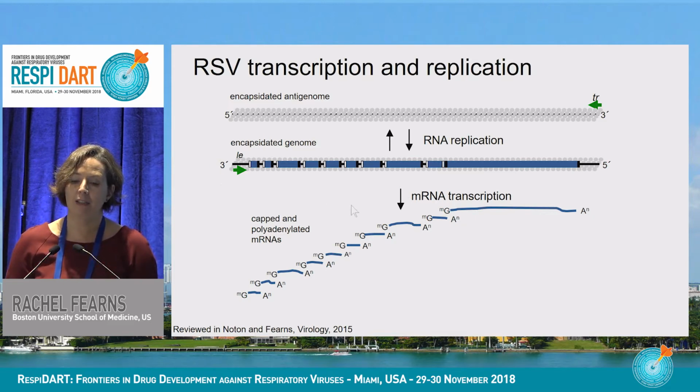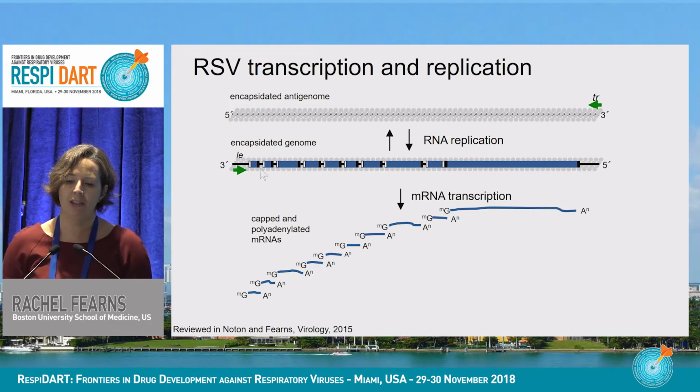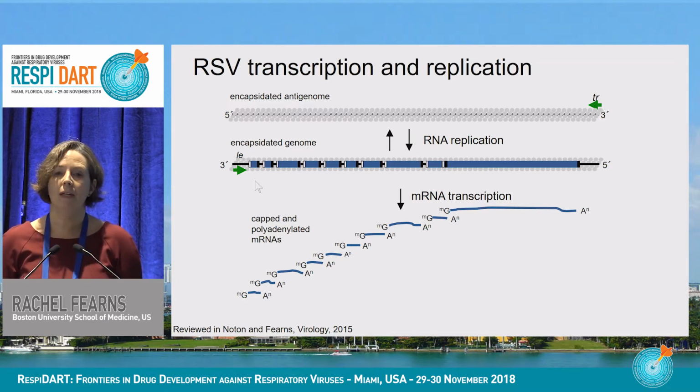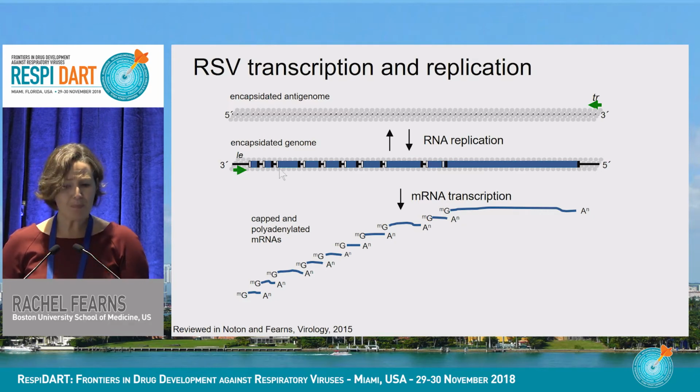This is a schematic of the RSV genome, and each of the genes is illustrated with a blue box. What happens during transcription is that the polymerase will come and bind to this genome at this 3' leader region. This is a promoter region that recruits the polymerase, and then the polymerase can move along the genome and respond to signals that lie at the beginning and at the end of each of the genes.